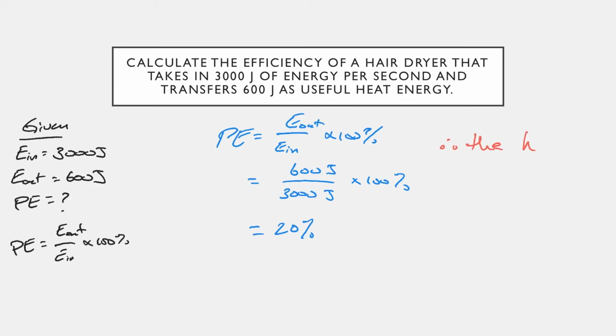Therefore, the hairdryer is 20% efficient.